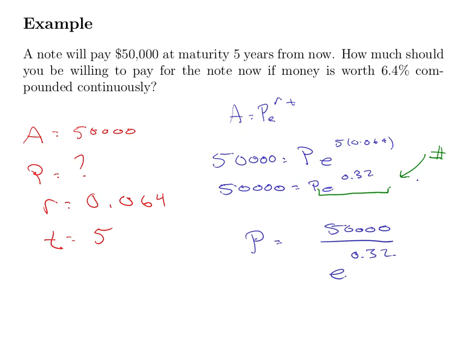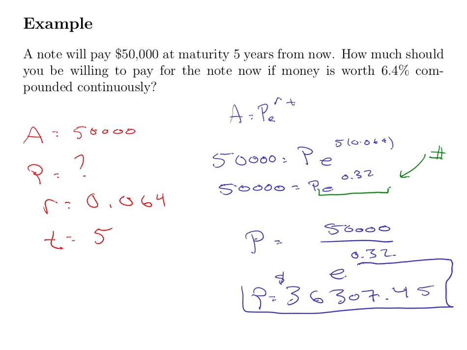Let me just make sure I got my order of operations right. I'm looking at 36,307. $36,307.45, we'll say. Let me get that e out of there. There we go. Cool. So that's how much money we would actually have to invest now or pay for this thing now if it's going to be worth $50,000 in 5 years.